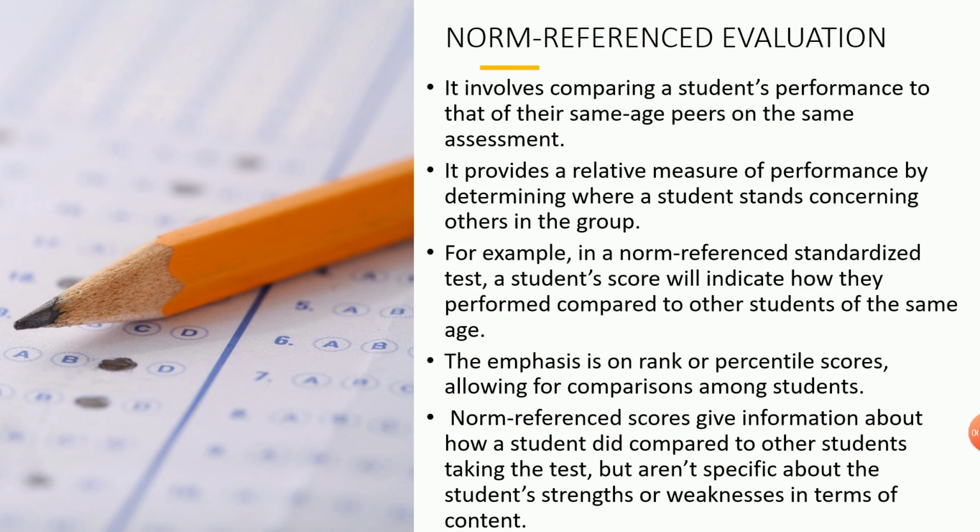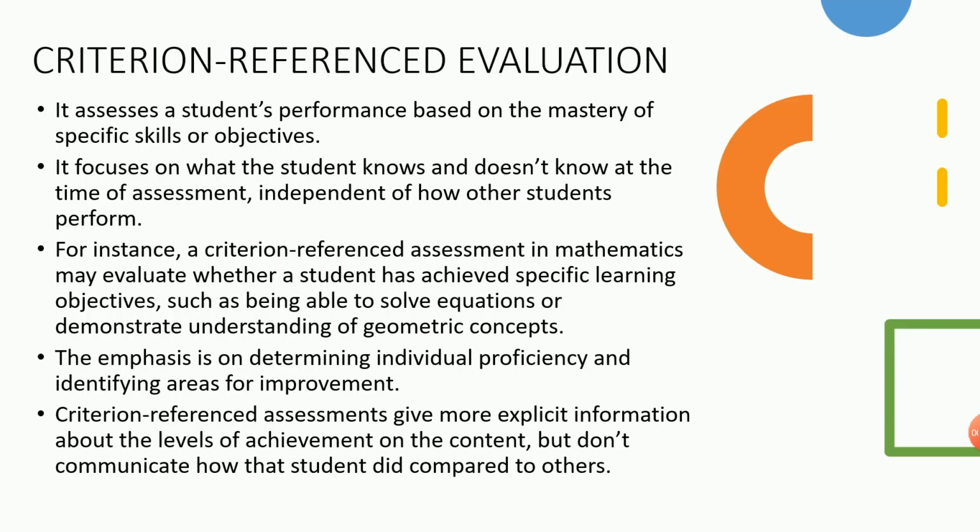So this type of evaluation could give a collective evaluation of the class, so that it determines the quality of the teacher. But on a large scale, the content or the efficiency of the student could not be measured here. So next, criterion referenced evaluation. This is the total opposite of the previous one. Here the student performance is based on the mastery of specific skills or objectives.